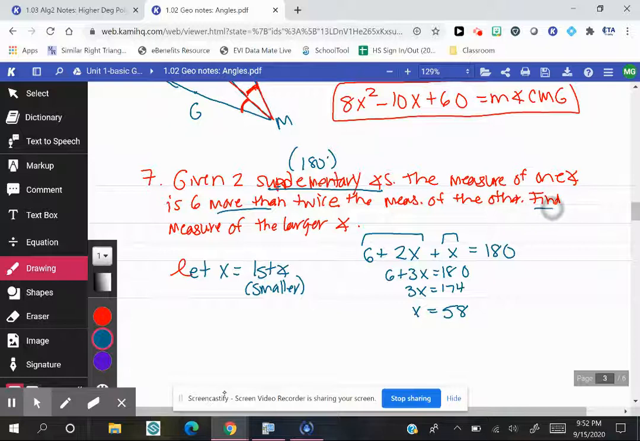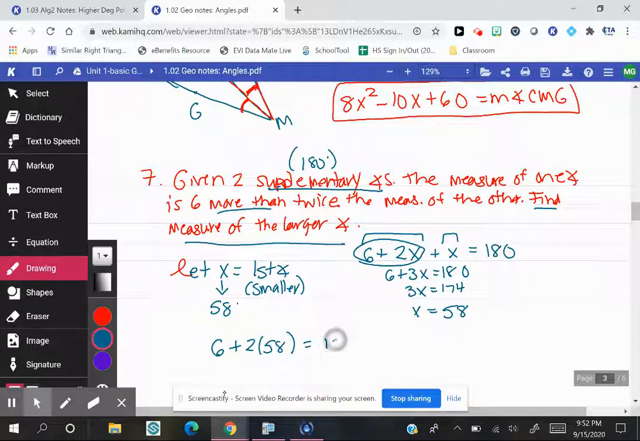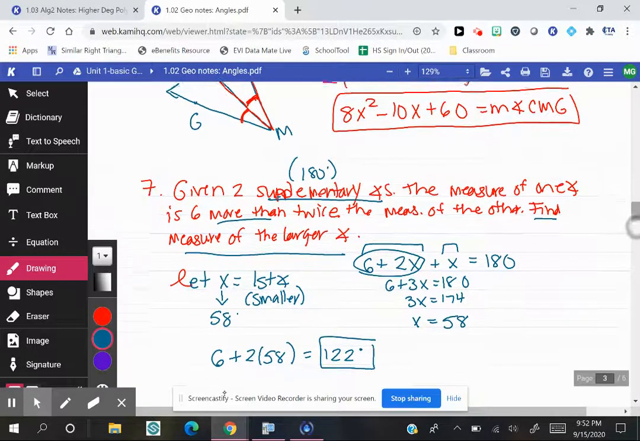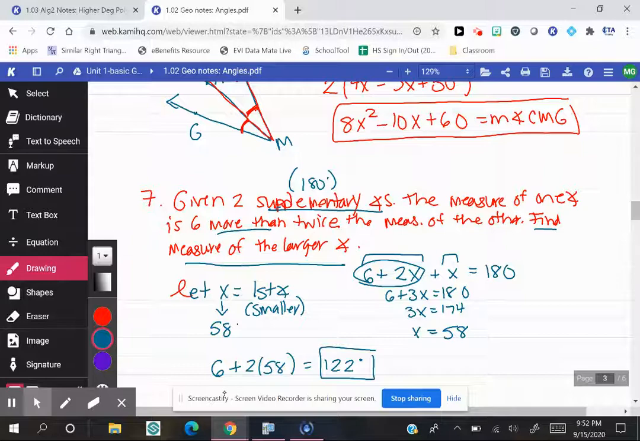Again, check to see what the question's asking. It didn't just say find x, it said find the larger angle. So x would actually be your smaller angle. To find the larger one, which was 6 plus 2x, I'm going to substitute in that 58. And that gives me 122 degrees. Okay, and that's the larger one.